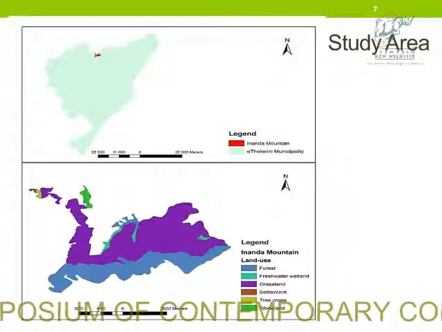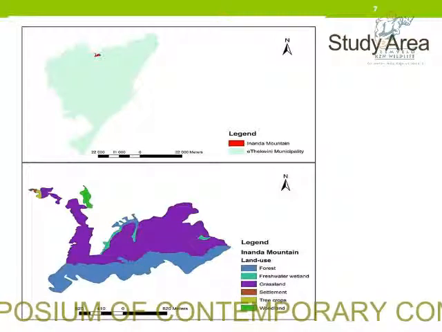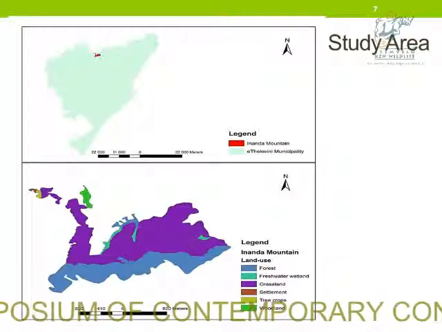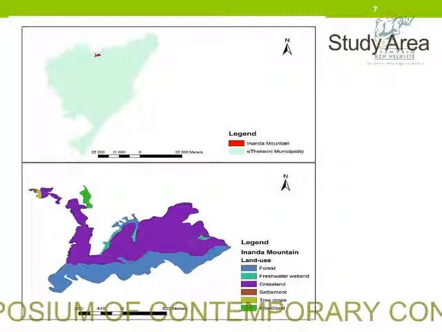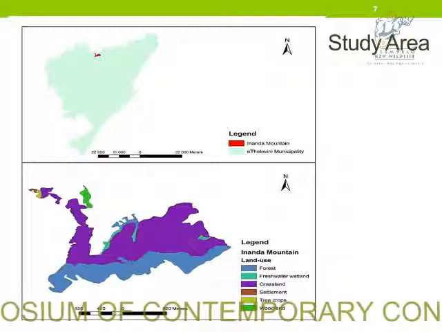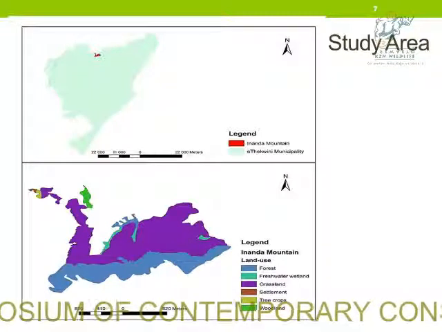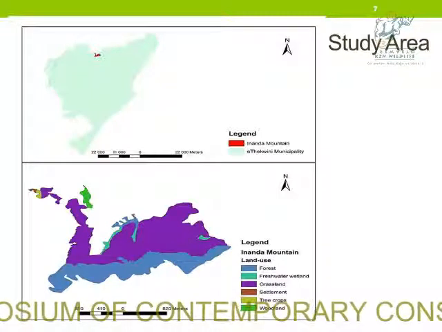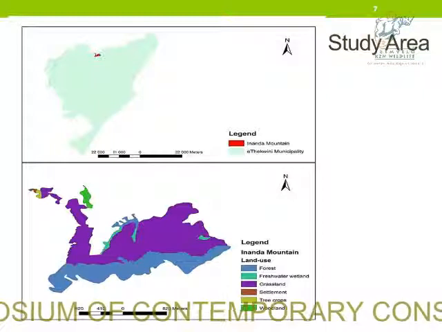This is Inanda Mountain in relation to its municipality, and when blown up, this is the area where we've done our data collection. Here in the corner, in red, I don't know if anybody can see, that's where the settlement is. And as we can see, the dominant land uses were grasslands and forests.